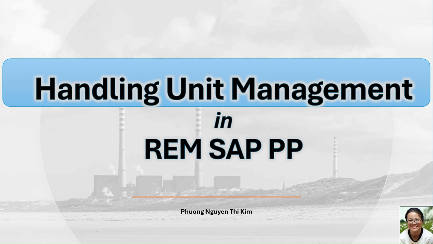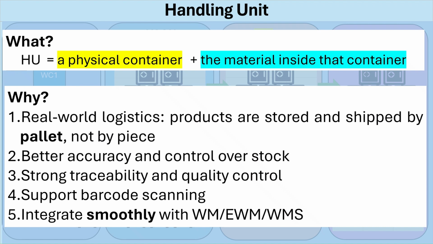Today I would like to tell you about a very interesting topic related to handling unit management in SAP PP, especially in repetitive manufacturing. We will walk through what a handling unit is, how to enable handling unit management in a storage location, the main process flow, and how to execute it in SAP. Let's get started. First of all, we need to know what a handling unit is.